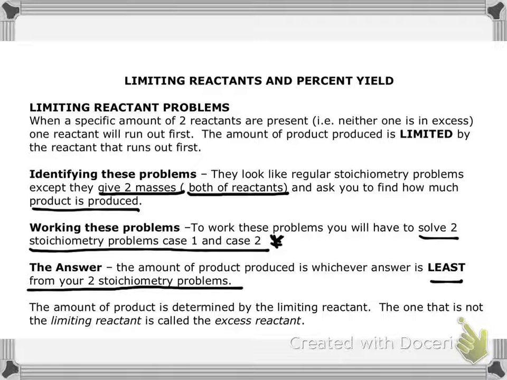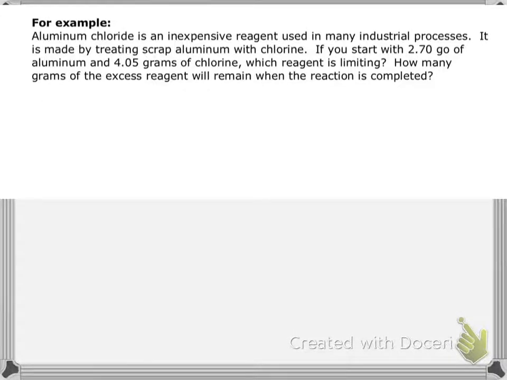Okay, so let's take a look at one of these problems and see how they look different from the regular stoichiometry problems that we've solved. In the example problem, we have aluminum chloride. It says it's an inexpensive reagent. Reagent is just another word for reactant used in many industrial processes. It's made by treating scrap aluminum with chlorine. If you start with 27 grams of aluminum and 4.05 grams of chlorine, which reagent is limiting? So that's the first part of the question.